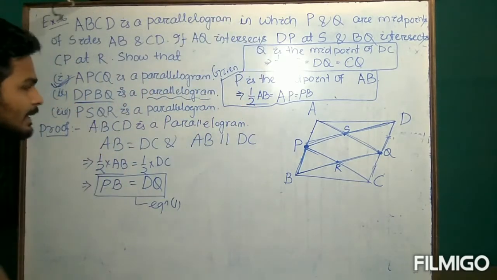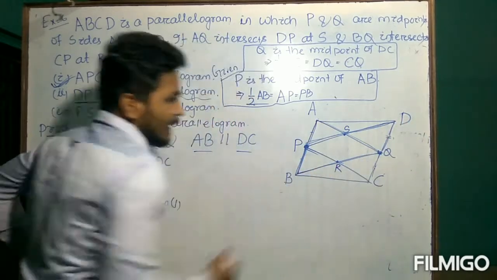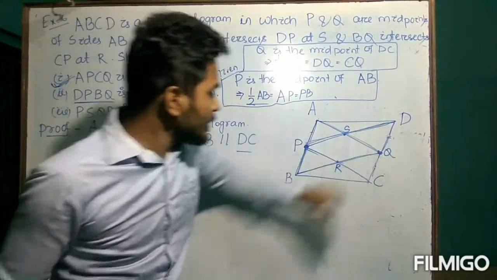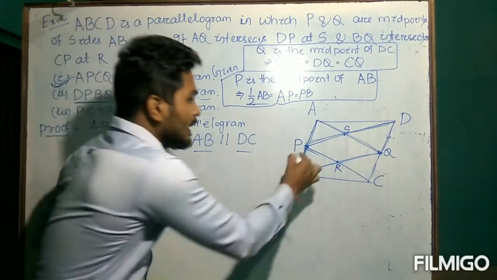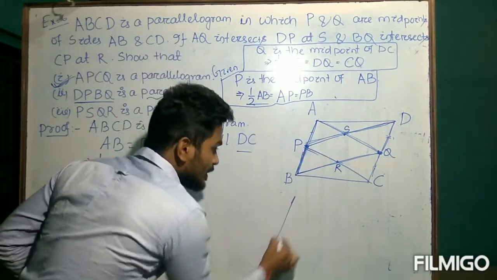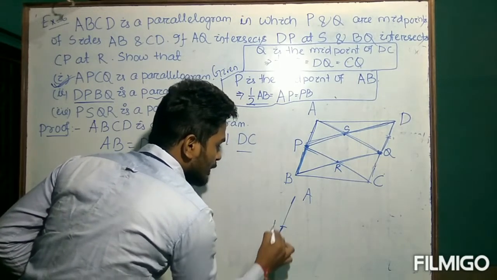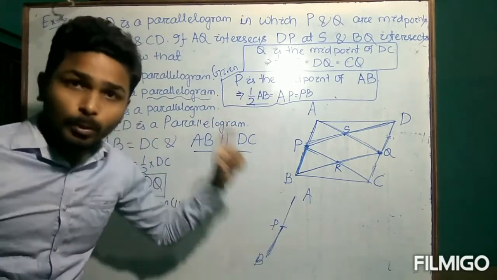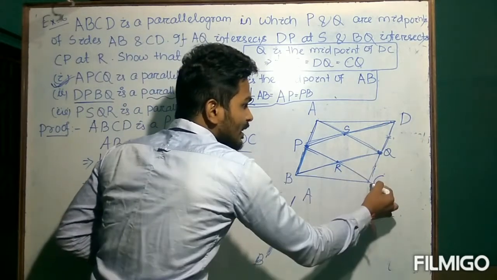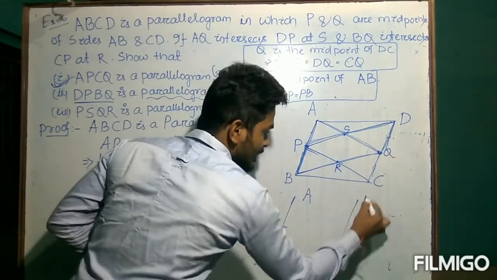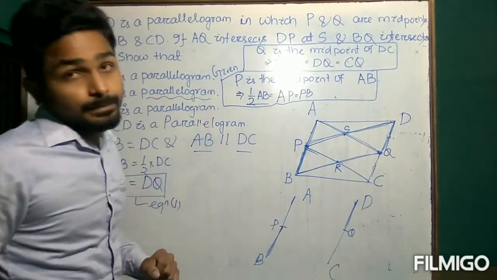Next, see, AB is parallel to DC. This side is parallel to this side. Then this one is a part of AB. Suppose this is our AB, and we take this portion PB. Then this PB is a part of the total length AB. And if we consider DC as a line, then DQ is also a part of DC. Yes or no?